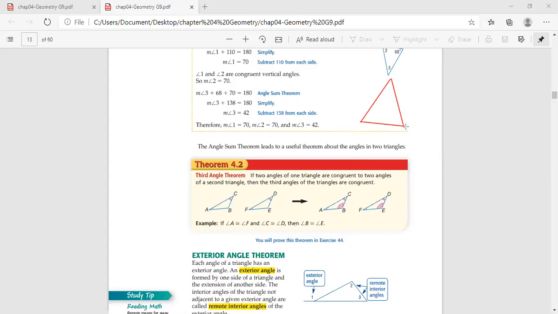Okay. Now, when we have two triangles, I have A, B, C, and the other one is X, Y, Z. Angle A equals 50, and the measure of angle X equals 50. And angle C equals 70, and angle Z equals 70.